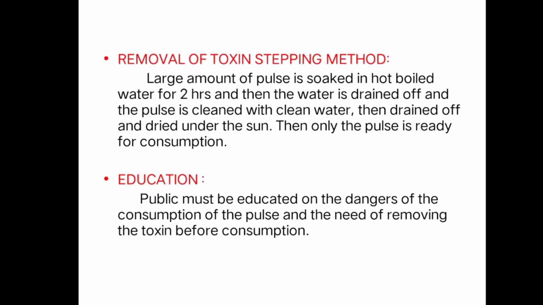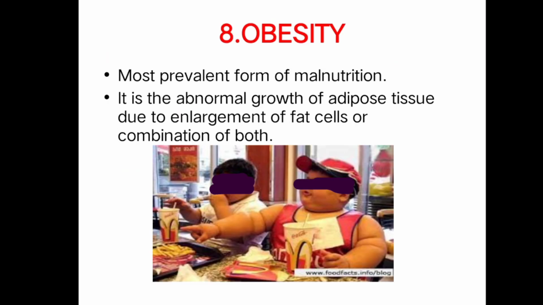Next is improving the socio-economic status. Next is the removal of toxin by the steeping method, that is, a large amount of pulse is soaked in hot boiled water for 2 hours, then the water is drained off and the pulse is cleaned with clean water. After cleaning, the pulse can be used for consumption. Education should also be given to prevent food adulteration, and on how to use those pulses before cooking. You have to boil it and see that all the chemicals are washed off.